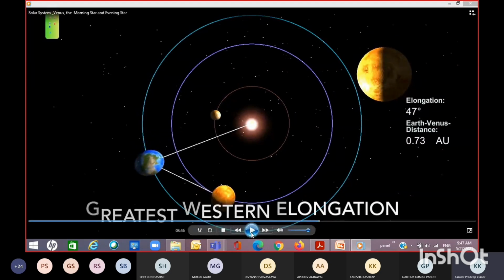Here you can see greatest western elongation. Once again, the sun is pointing towards the Asian continent. I think that point is India. And here this side is Africa. You can see on top Saudi Arabia and that Gulf. So this is westerly elongation. Is it clear now? Any doubt? Clear, all of you?